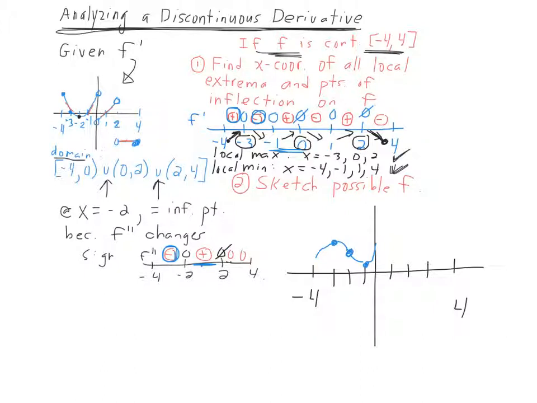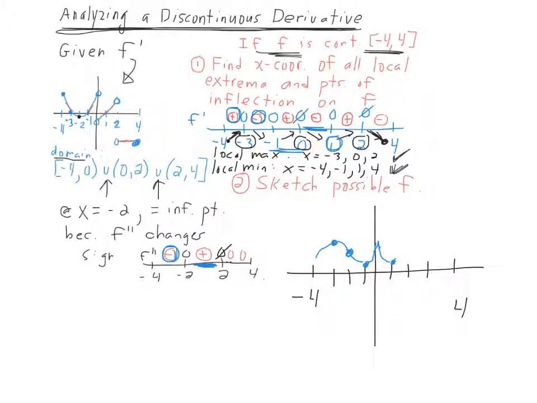Over here at +1, we know that we need to have another local min, and we know that between 0 and 1 it needs to be decreasing. If you look between 0 and 1 here, we're still concave up. So decreasing and concave up would look something like that. So there's our local min at 1. And again, we have a sharp turn right there at x equals 0.